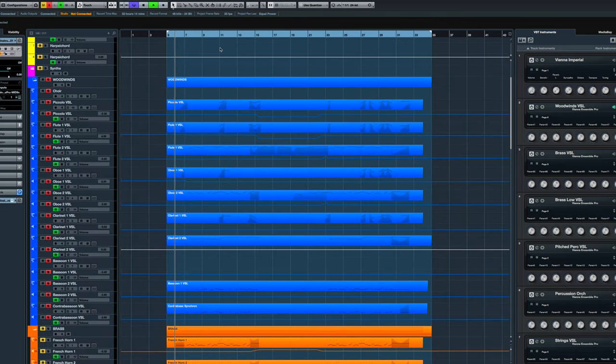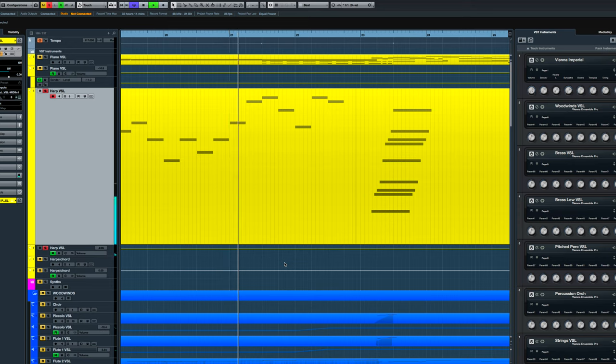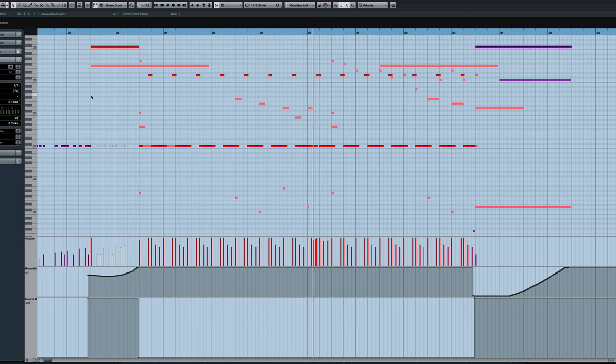I have from top to bottom woodwinds: piccolo, two flutes, two oboes, two clarinets, a bassoon, a contrabassoon. I've got brass: French horns, fanfare trumpets plus three other trumpets blended in, four trombones, and a tuba. And there's also a harp. And full orchestral percussion going on, all VSL.